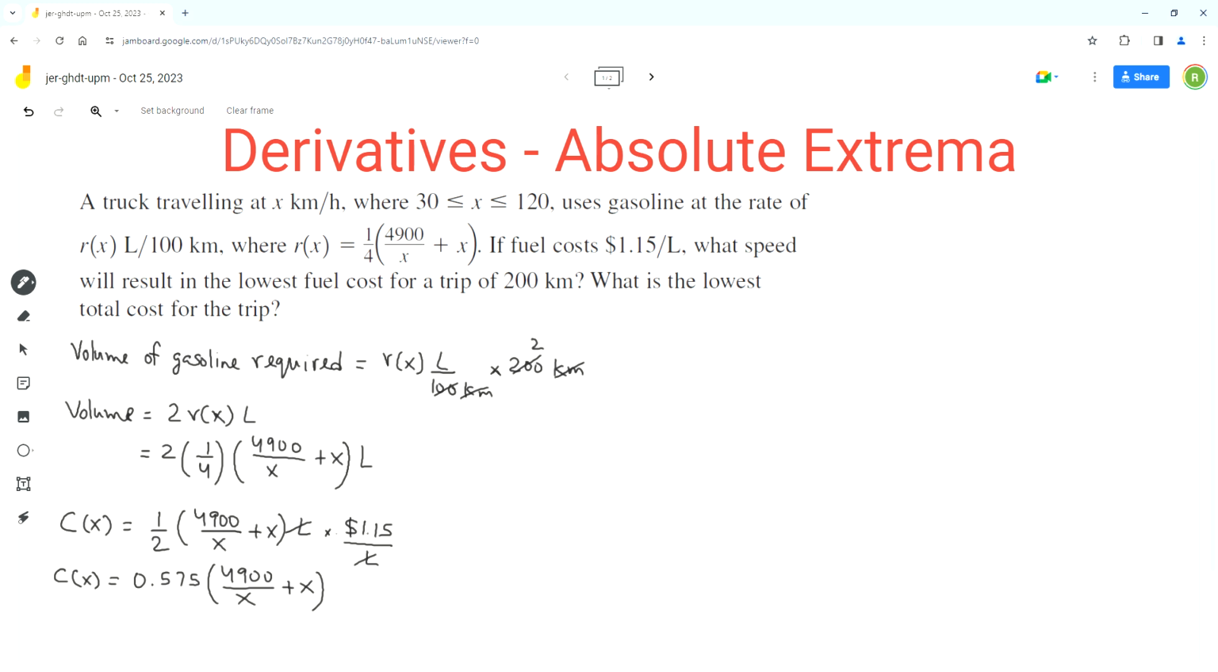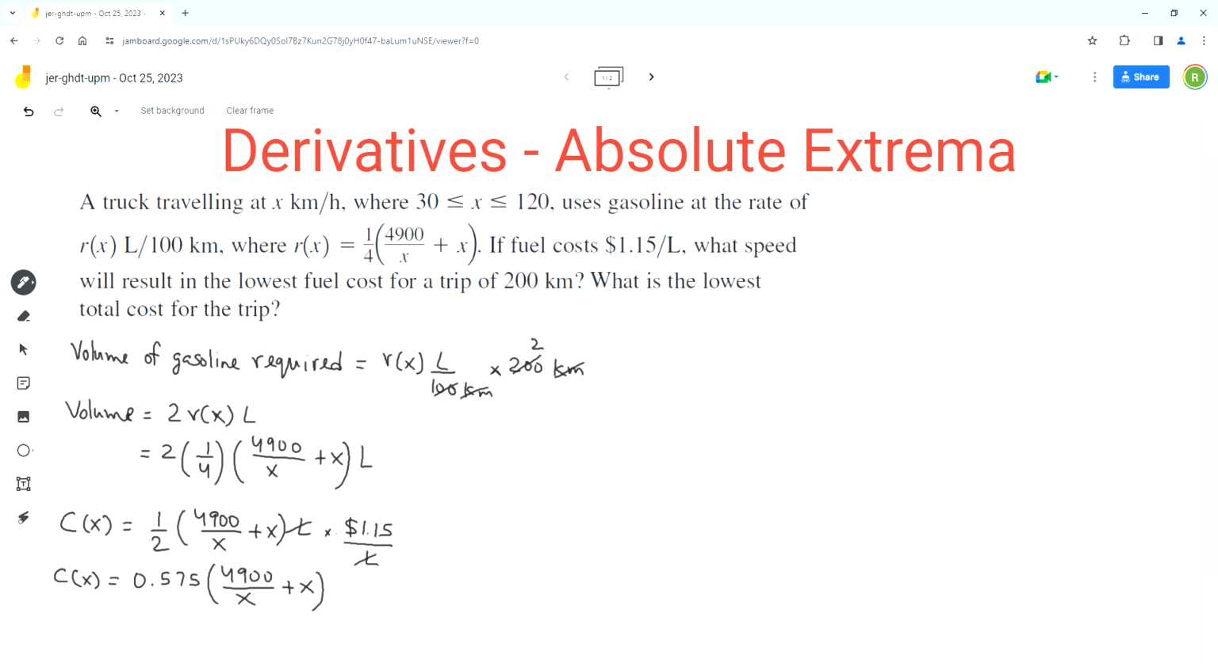Now we have to find what speed will result in the lowest fuel cost. So we have to find the minimum fuel cost. Now for minimum cost, we'll have to find the x value at which the tangent to the cost function is horizontal, because the tangent is horizontal at the valleys in the graph of the function. So for that, we'll find the derivative of this cost function.